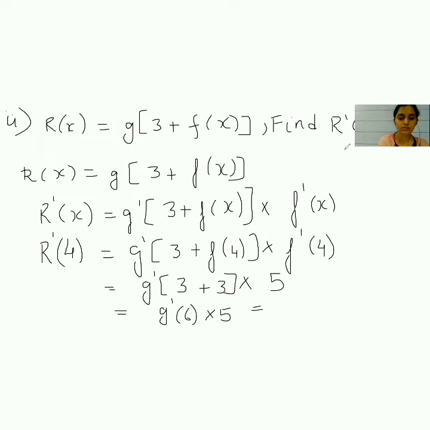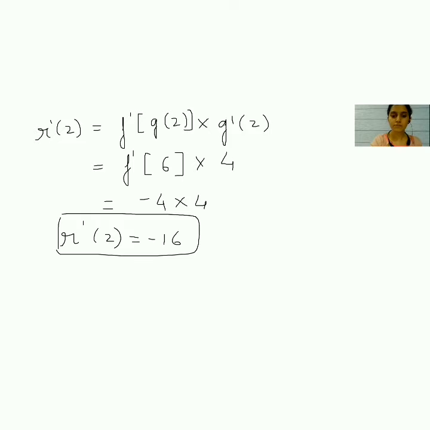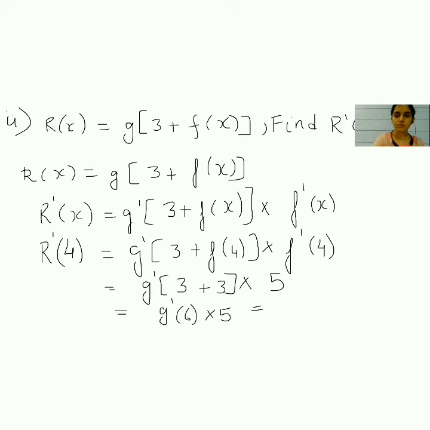What is g dash of 6 now? From the table again, g dash of x at value 6 will be 7. Okay, so we'll put in 7 over there. So we have 7 multiplied by 5. Answer is 35. So it's pretty simple, this question. Just find the derivative and directly substitute the values from the table.